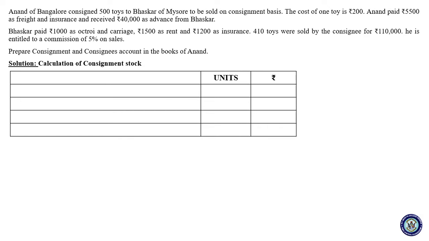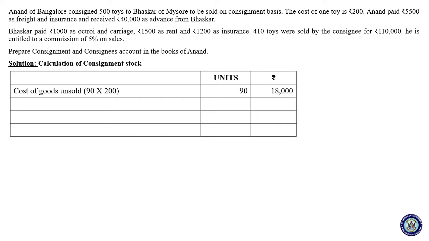Okay, so units and amount column. Now first you have to take the cost of goods unsold or invoice price. Okay, if you get confused with the cost, you can write invoiced price of goods consigned. Here invoice price and cost price are the same, so it is 90 into 200. How did you get 90? The total goods consigned 500, out of which 410 is sold and there is no abnormal loss. So the remaining itself, that is goods unsold, that is 90. 500 minus 410 into 200, that is cost of one toy, 200. It comes to 18,000.